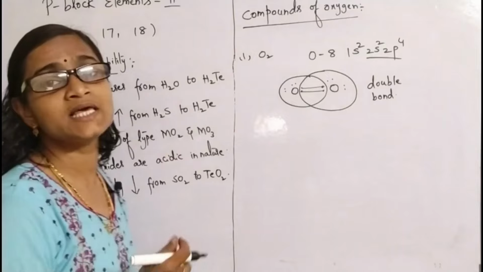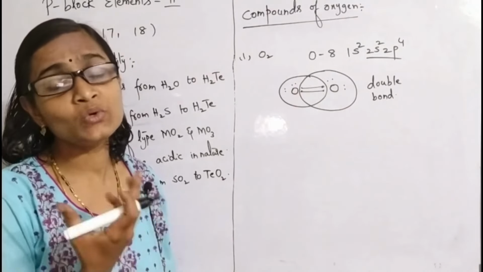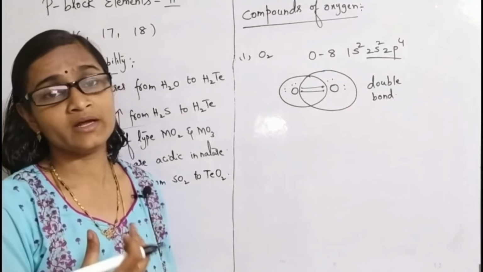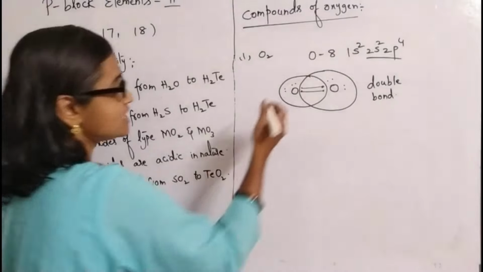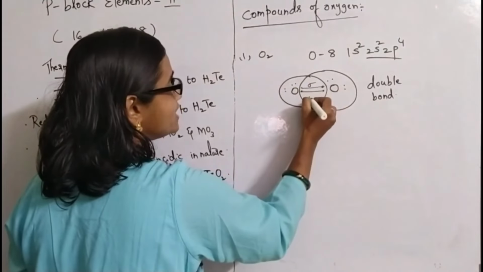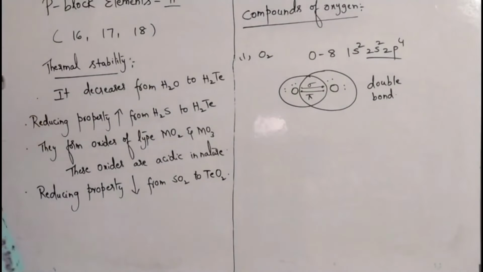If a double bond is present between two elements to form a compound, you all know that it is one sigma bond and the other one is a pi bond. So how is an oxygen molecule formed? By sharing 2 pairs of electrons with each other.